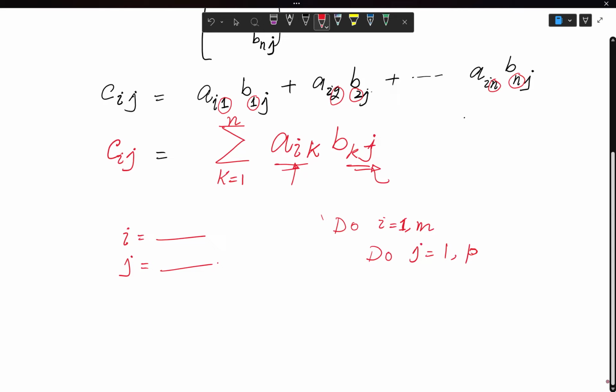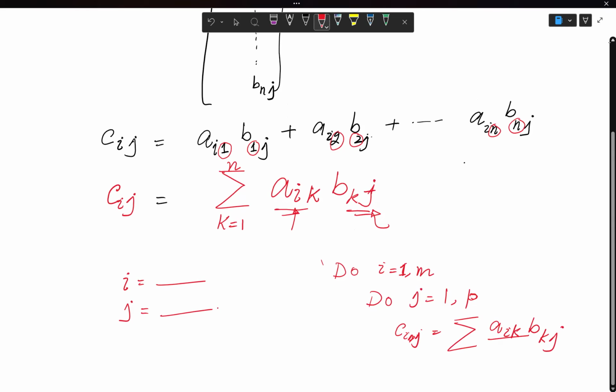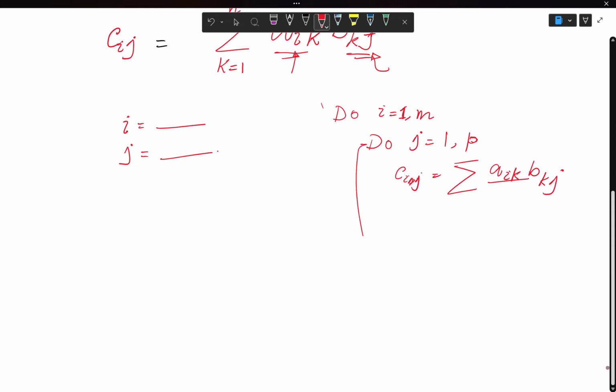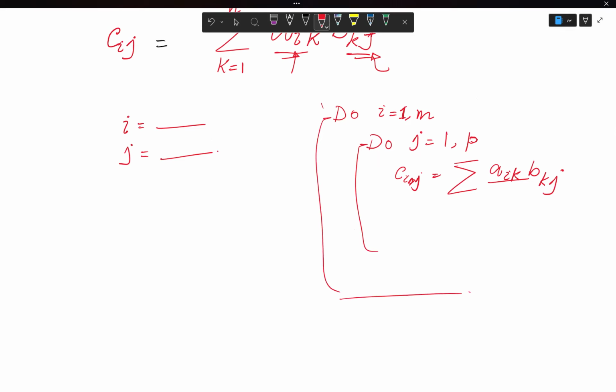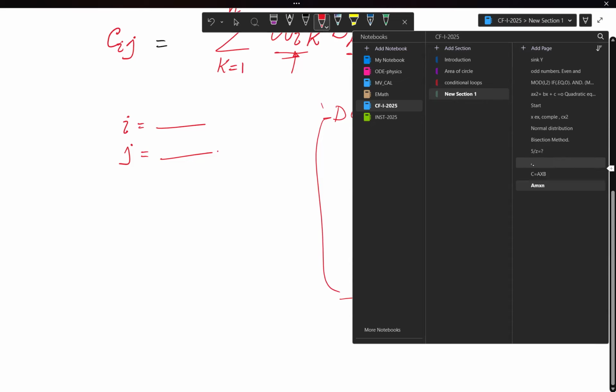And every time you have the calculation of Cij, which will come from the summation Aik Bkj, right? So j's are the columns of B. So that's going to be the structure of your program. That would be considered in the third loop. So it is going to be a three loop structure.